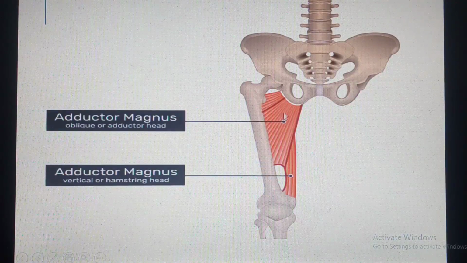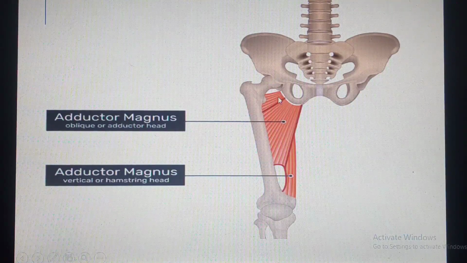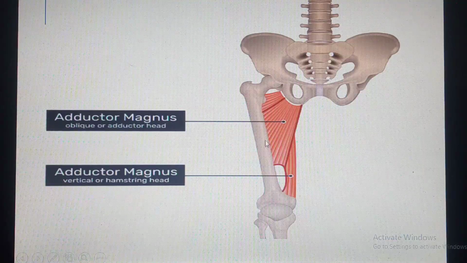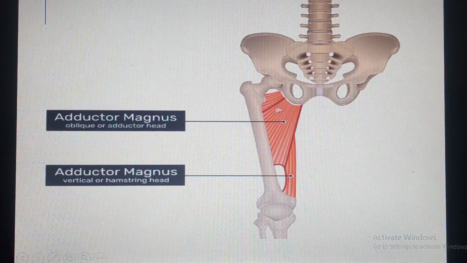So when we look at this adductor magnus, it's actually the largest muscle in the medial compartment of the thigh. Now this muscle has two heads. It's going to have this oblique head, running obliquely, and then we also have this vertical head.